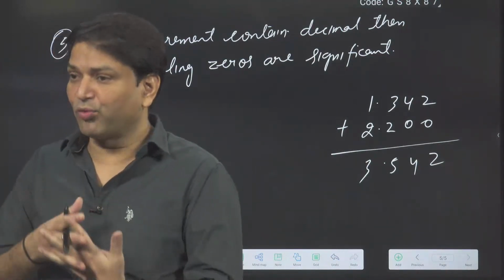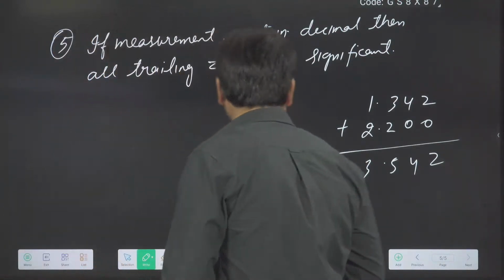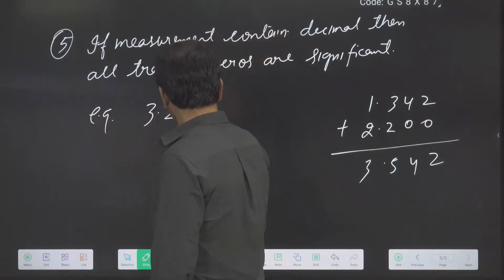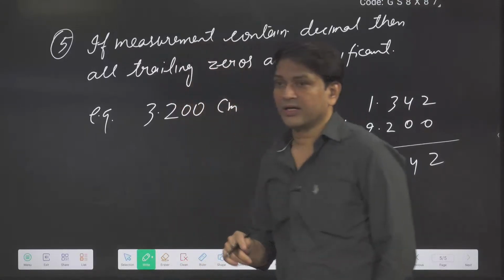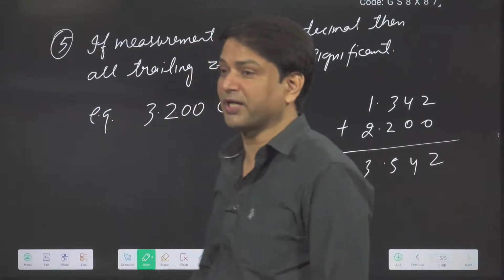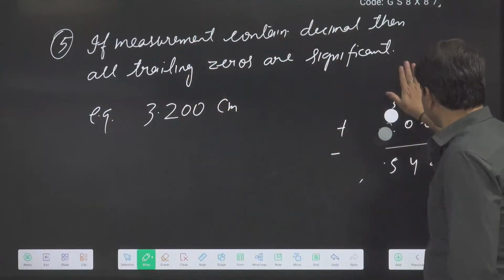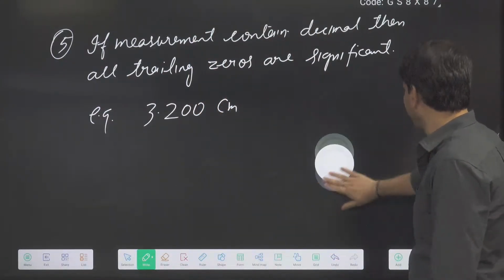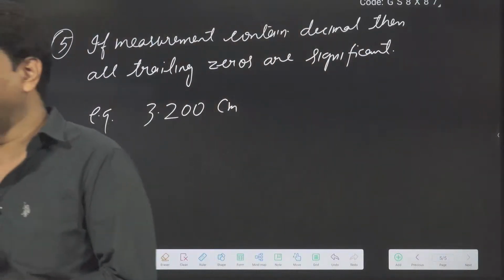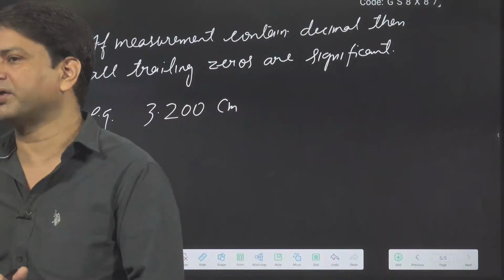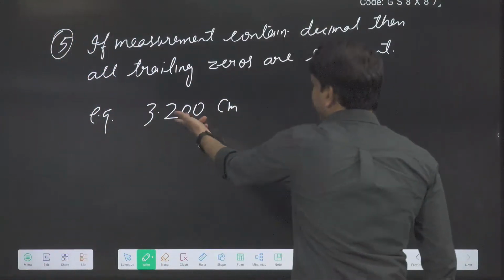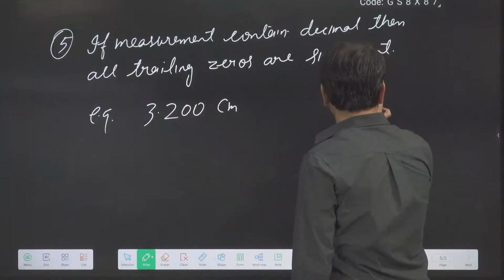So now what I am saying is, if the measurement contains a decimal, then all trailing zeros become significant. Like 3.200, if I am writing. If the number contains a decimal, then all trailing zeros will be significant. Then how many significant figures are there? All trailing zeros are significant, so the significant figures are 4.